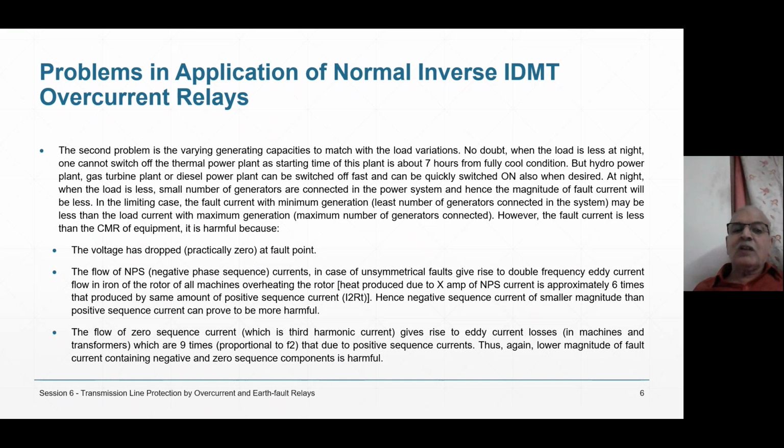So negative sequence currents are harmful, and therefore even if the fault current is less than the load current, it is harmful. Third, for double line to ground and line to ground faults, zero sequence currents will flow. Zero sequence current, we have seen, is third harmonic current. And with third harmonic current, eddy current losses are proportional to frequency squared, so they will be 9 times. Once again, a heavy amount of heat will develop. Eddy current losses will increase, and all dynamic machines and even transformers will be overheated. So less fault current cannot be allowed. You have to sense it.